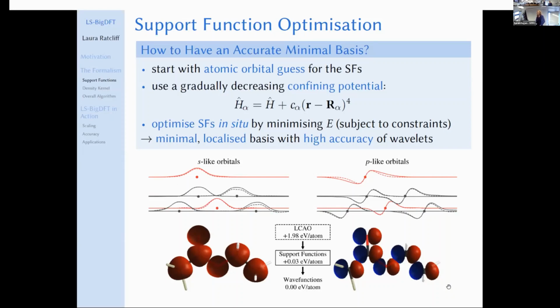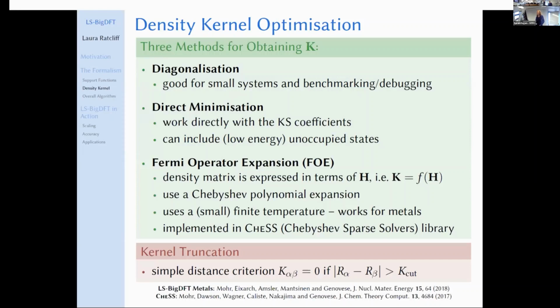So that's the support functions, that's our first ingredient. And then our second ingredient was this density kernel. We have a few different methods for getting the correct density kernel. One is just doing diagonalization. This is useful for small systems and benchmarking, but the diagonalization has a cubic scaling cost, so that slightly defeats the object of working in a local system, although we have fewer degrees of freedom to do the diagonalization in.